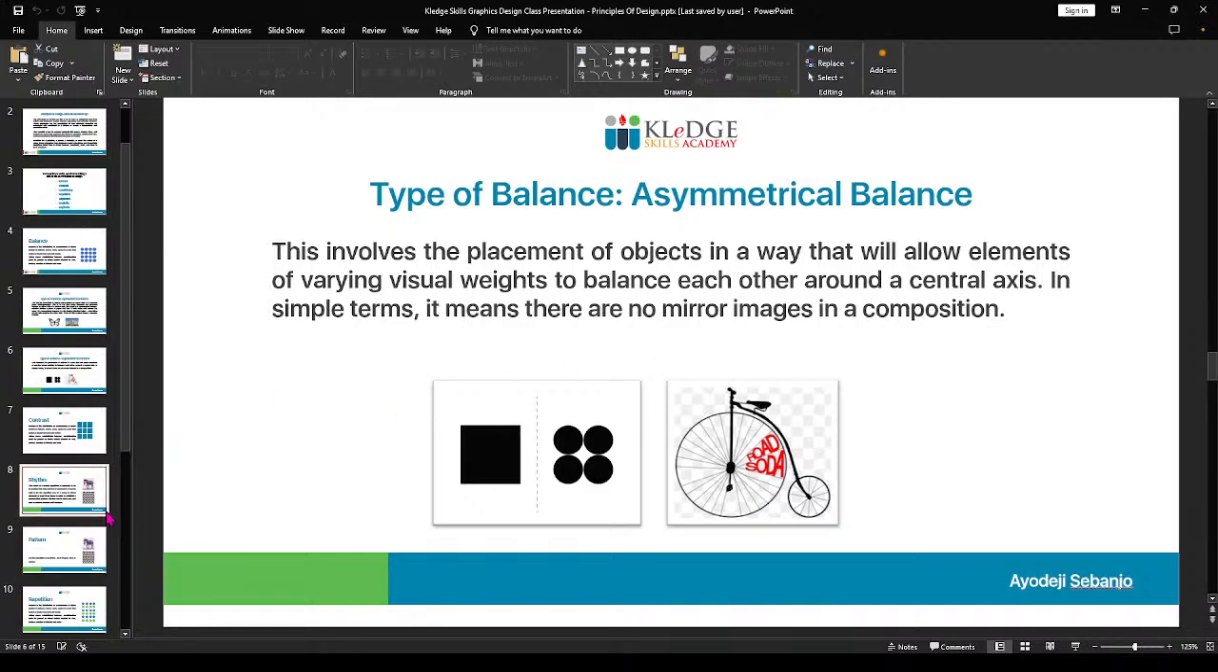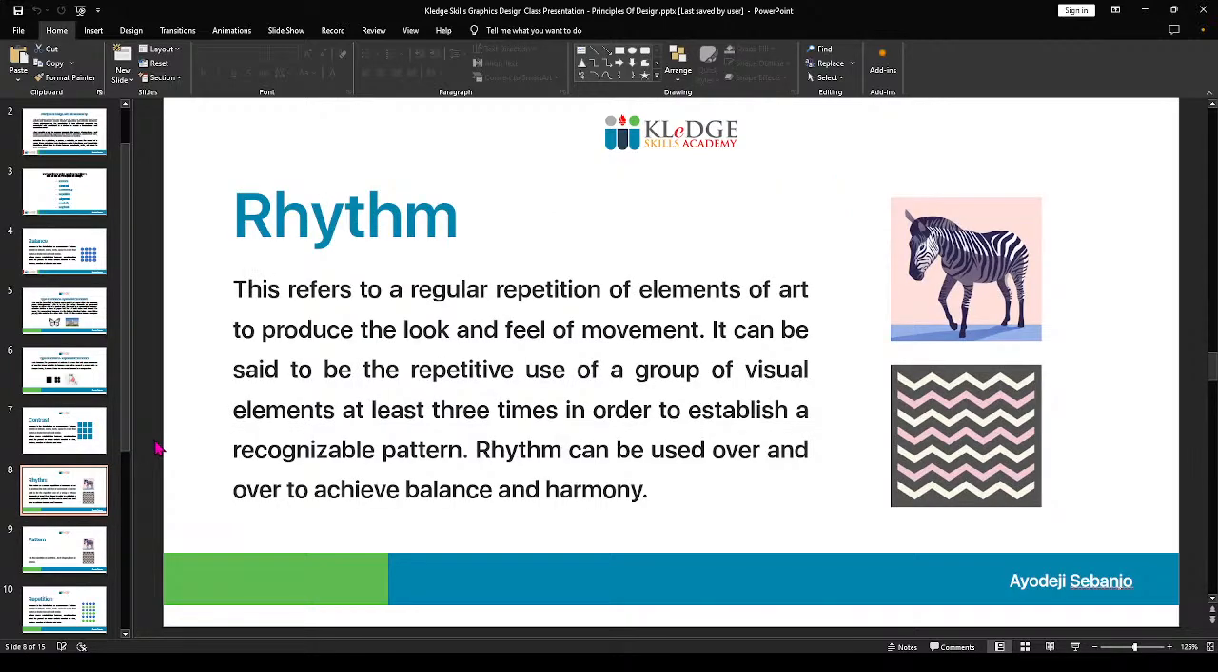Now, what is rhythm? It actually refers to the regular repetition of elements of art to produce the look and feel of movement. It can be said to be the repetitive use of a group of visual elements at least 3 times in order to establish a recognizable pattern. Rhythm can be used over and over to achieve balance and harmony. Remember, we talked about balance in our first principle.